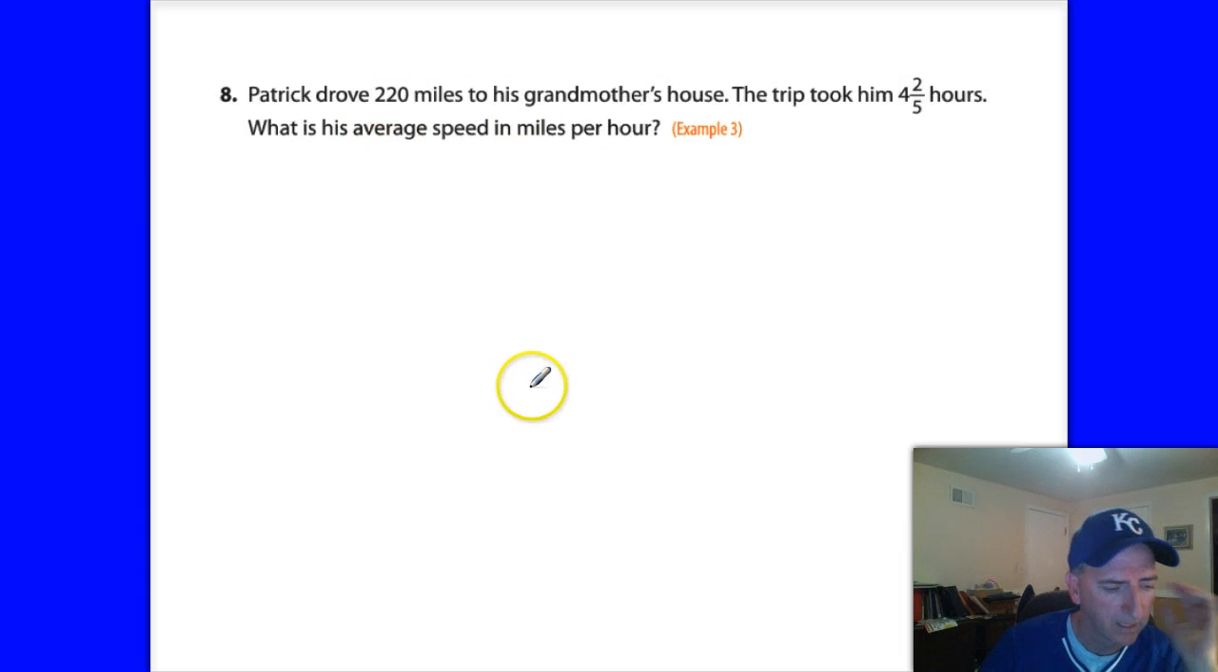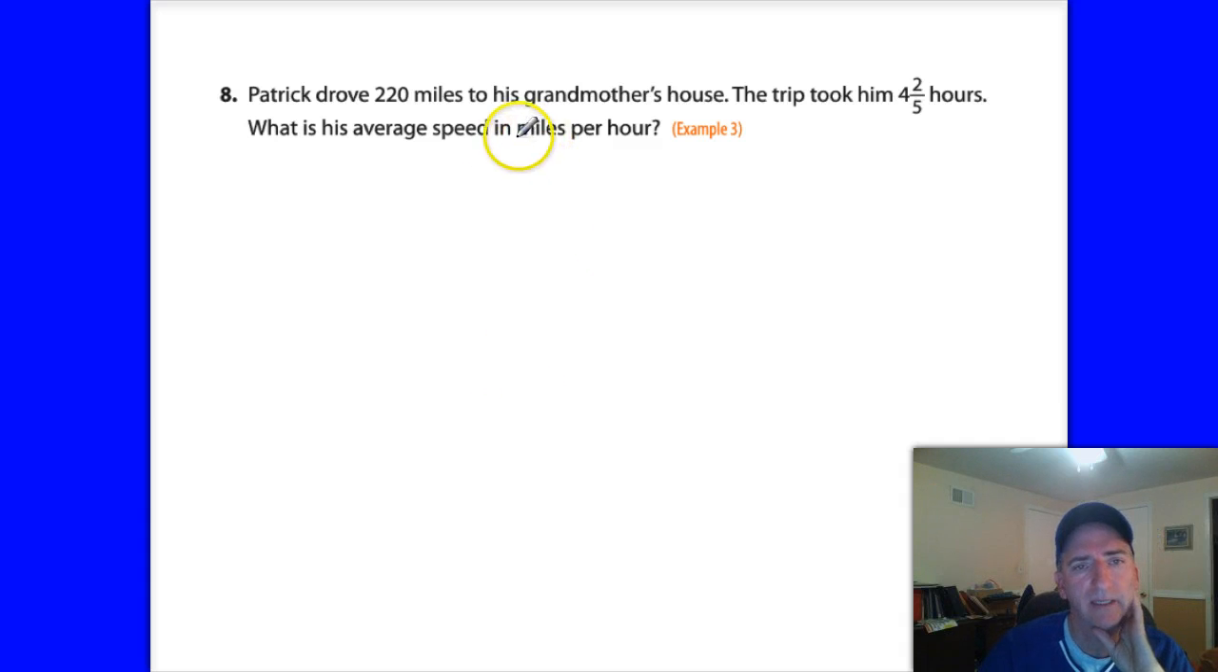Okay, Patrick drove 220 miles to his grandmother's house, and the trip took him 4 2/5 hours. What is his average speed? And here it is, miles per hour. All right, so you're going to find that unit rate. You're going to take the number of miles divided by the number of hours. The key word, again, per, tells us to do that. That's what you're doing, and you're finding a unit rate.